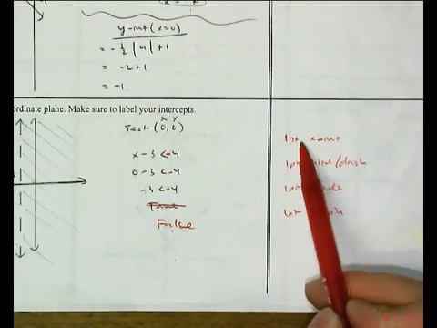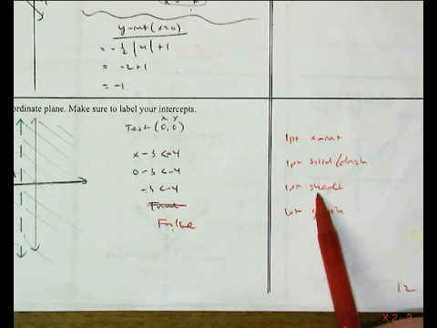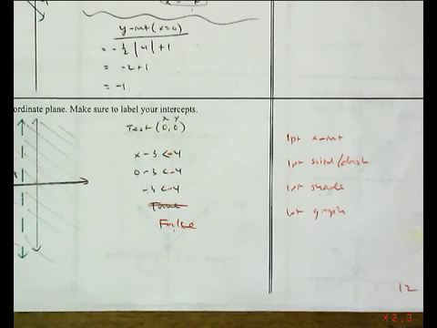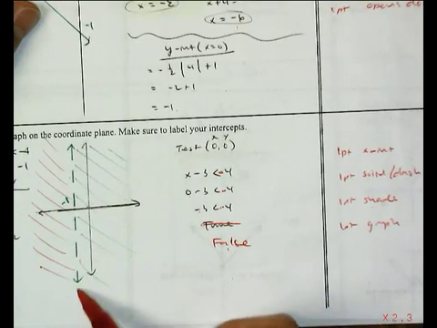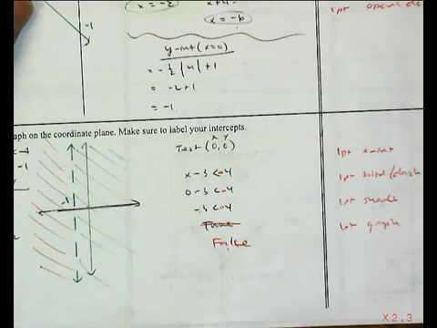1 point for the x-intercept, 1 point for solid or dash, 1 point for shading the correct region, and 1 point for the graph that you recognize is just a vertical line. So if you just graphed it here at negative 1, you probably got 2 points out of 4.